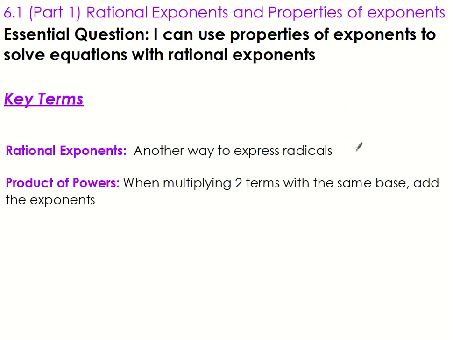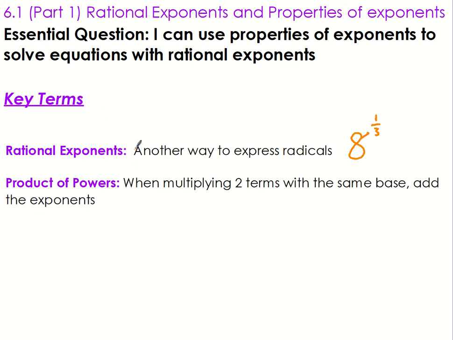So a rational exponent is when we have an exponent that's like a fraction. So it'd be like 8 to the power of 1/3. That's a rational exponent. And then we're also going to talk about product of powers. That is a review of one of our properties of exponents.